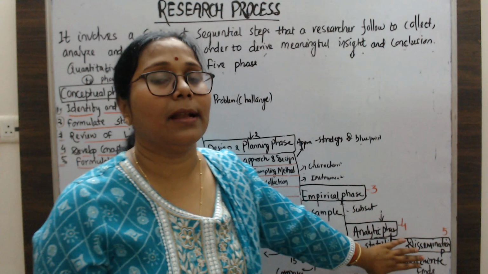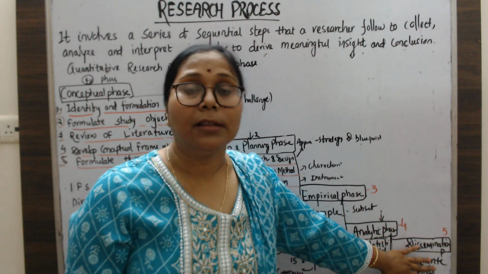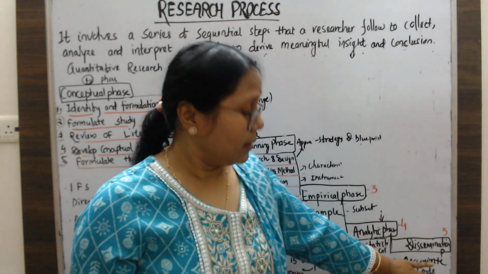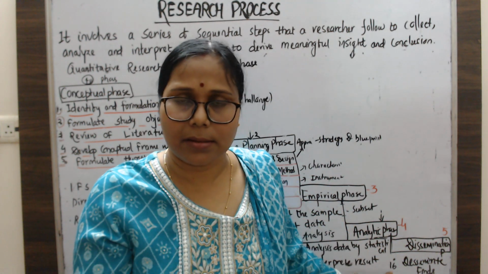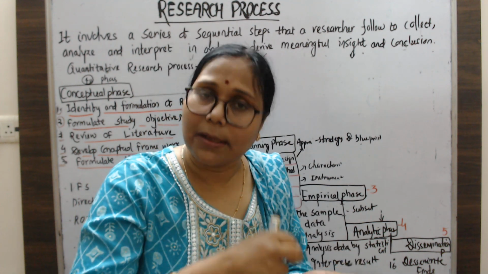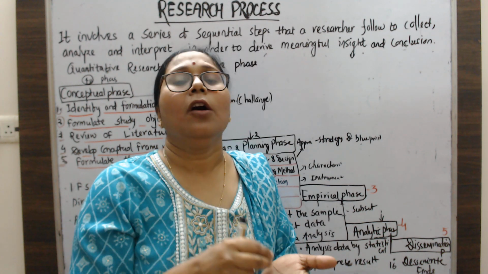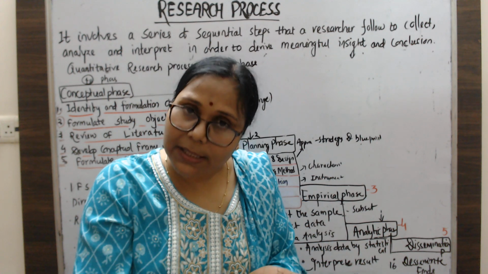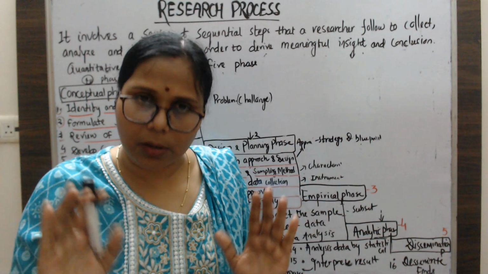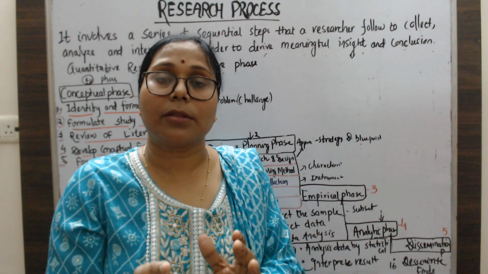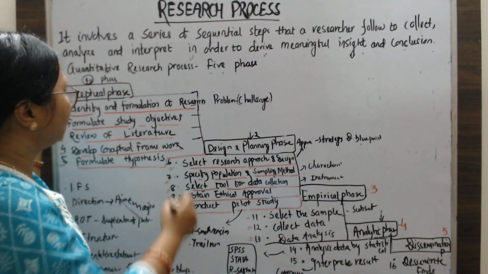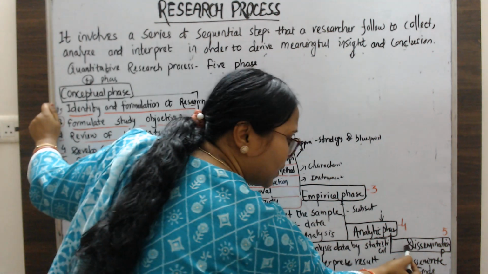And the last one is called the dissemination of the research result. This is the 5th phase. Once the comparative study is done, we reveal the result to others, by general or even verbal communication, or by thesis publications. In this way we reveal the research result to all. This is called the dissemination of the research result. The whole research process starts from the conceptual phase and ends with the dissemination of the research result.